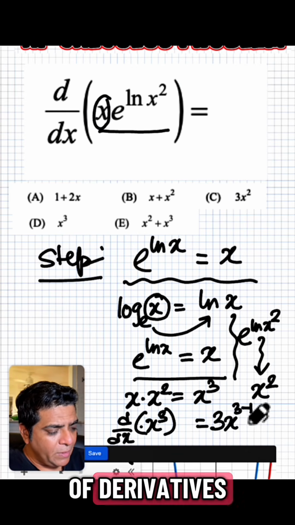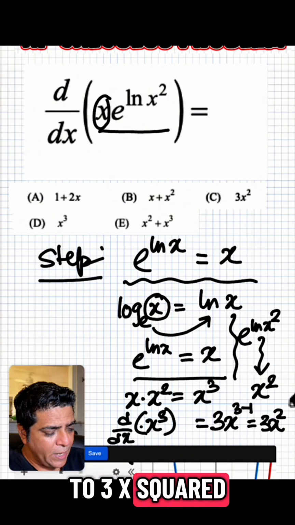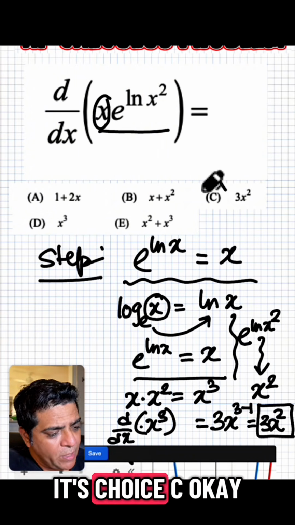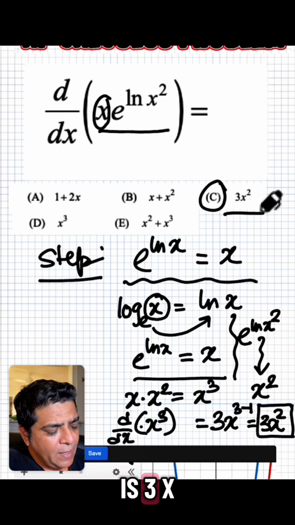Okay, so that's the power rule of derivatives. This is equal to 3x squared. So that is our final answer. In this case, it's choice C, 3x squared.